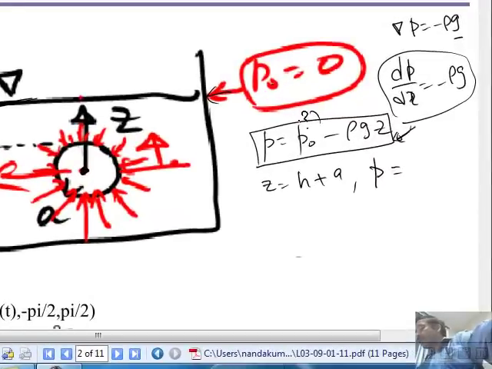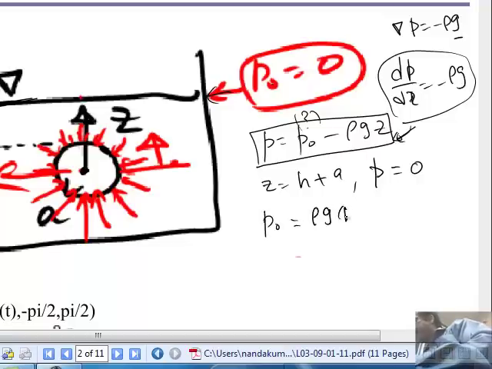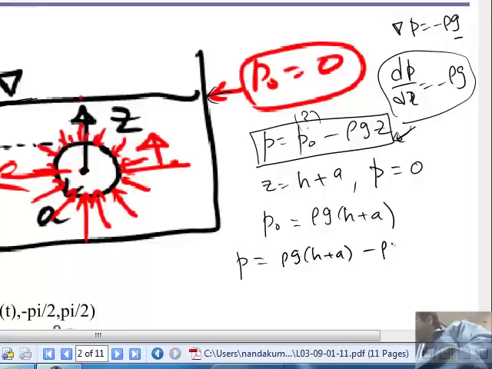Okay, so when I put h plus a, P is equal to 0. The pressure at the free surface is 0. So I'm dealing with gauge pressure, if you like. It's kind of open to atmosphere. So I will get P0 as equal to rho g times (h plus a). So my expression for pressure is P equals rho g (h plus a) minus rho g z for this particular reference frame.